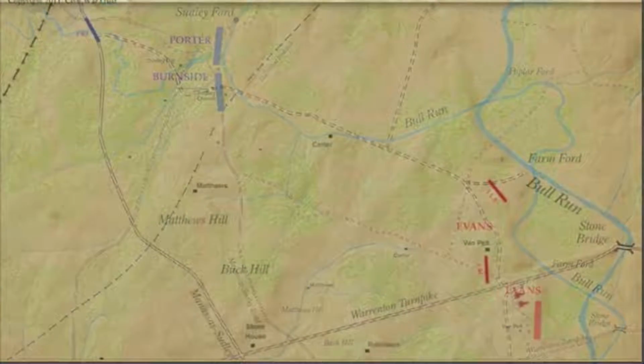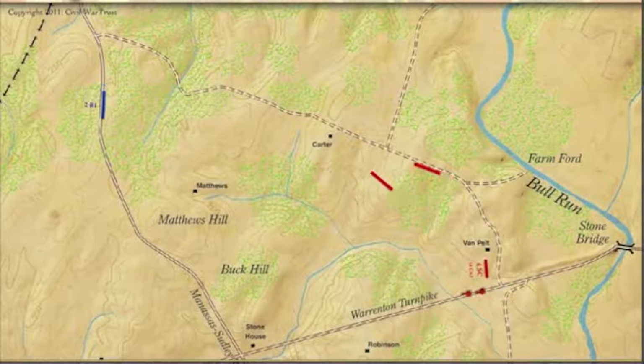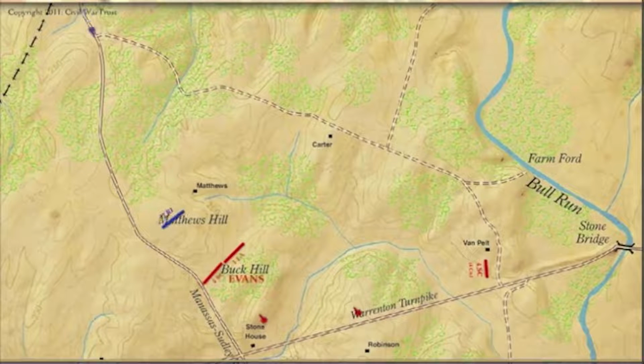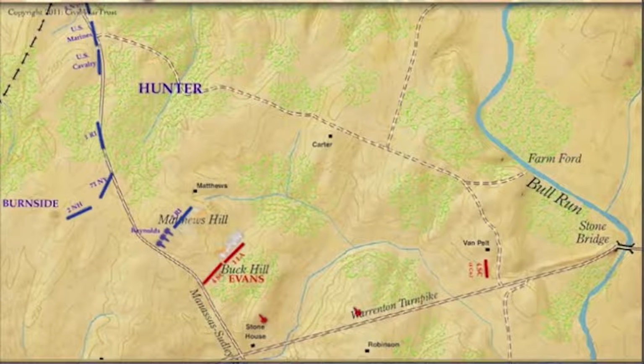As the head of the Union column approached Matthews Hill, Confederates under Colonel Shanks Evans moved to stop the Union advance. South Carolinians and Louisianians engaged Rhode Island troops. The Confederates, though outnumbered, actually attacked the Union position.